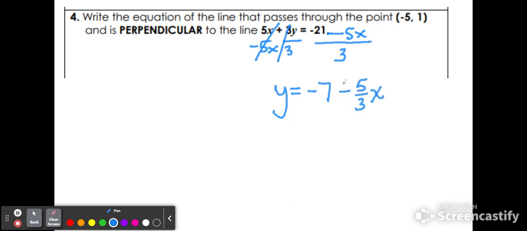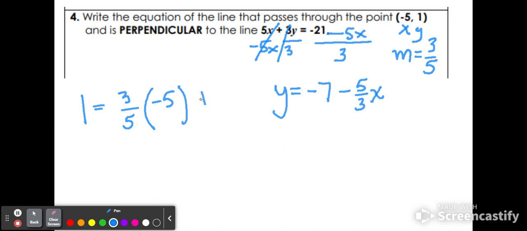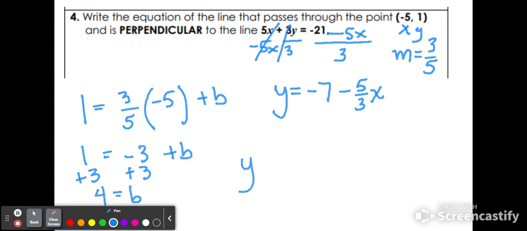So our slope is -5/3, but for it to be perpendicular, it needs to be the opposite inverse. So rather than being negative, it's going to be positive, and then we're going to invert it to be 3/5. All right, they want us to pass through this given point. So y equals mx plus b. We're going to cross cancel here. We're going to get -3. Add 3 to both sides. B value is going to be 4. So the perpendicular line to this line will be y equals 3/5 x plus 4.